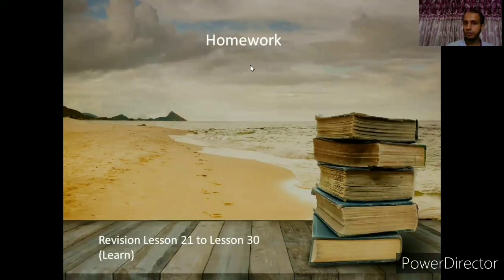So students, today our homework will be revision lesson 21 to lesson 30, and it is a request to you, please learn the lesson and practice this lesson again and again so that you can get good marks in the upcoming examination. This is learning homework, but if you think there's some item you can write, yes, you can write it down.